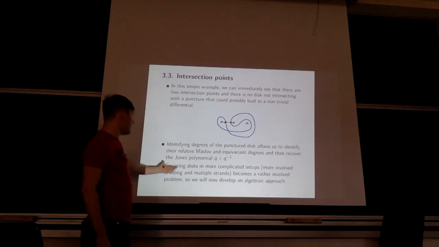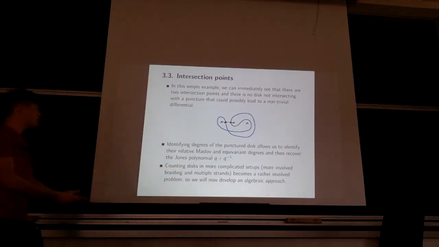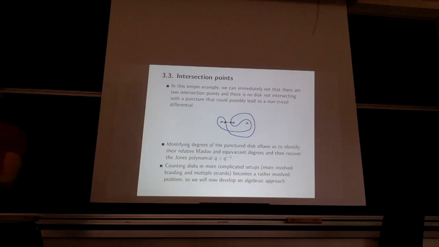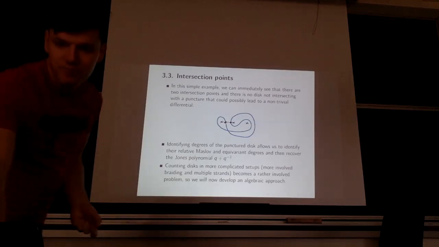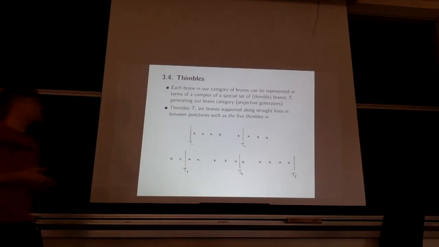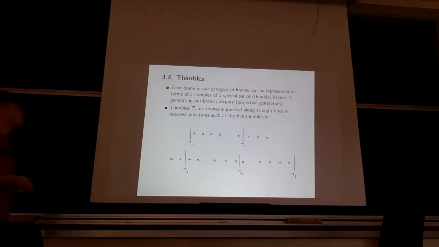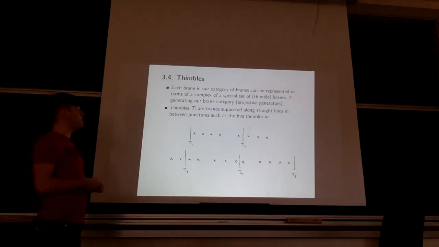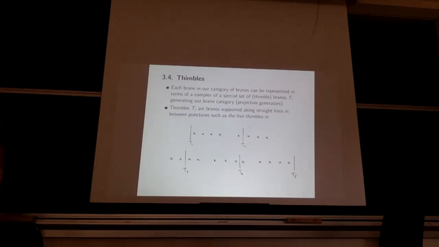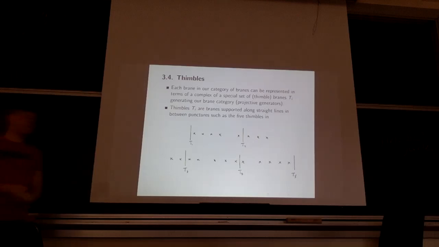Right. Because counting disks in more complicated setups involving more complicated braiding and multiple strands becomes a rather involved problem, that's why we are now going to develop an algebraic approach. To develop this approach, we are going to utilize a special kind of Lagrangian branes known as thimbles. These are going to generate our category, and we are going to describe our Lagrangian in terms of some non-trivial complexes of these thimbles.